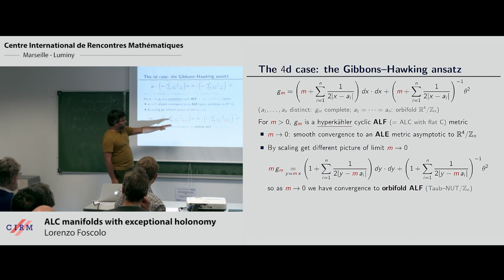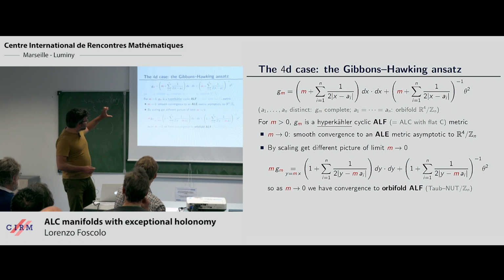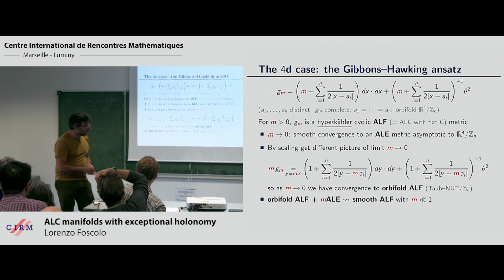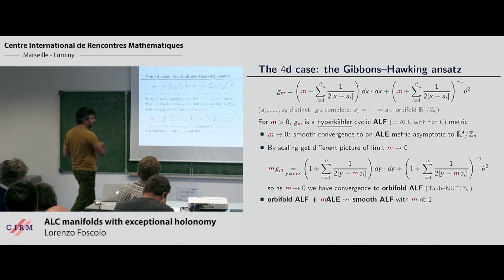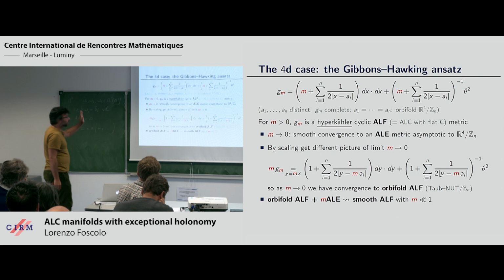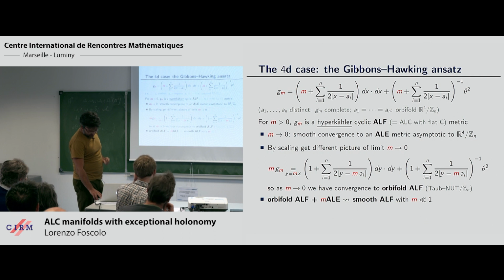And these two ways of thinking about this limit m equals 0 are complementary, in the sense that the tangent cone at the singularity of the orbifold matches exactly the tangent cone at infinity of the ALE space. So you can imagine doing a gluing and reconstructing your smooth ALF spaces. This is, of course, ridiculous in this case, because here's the explicit solution. But this is useful to construct the dihedral ALF spaces.